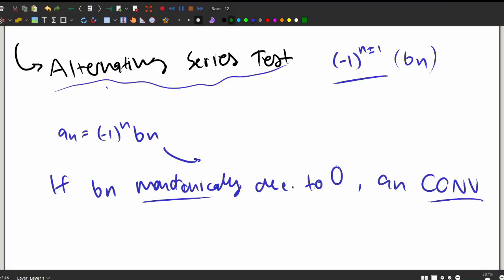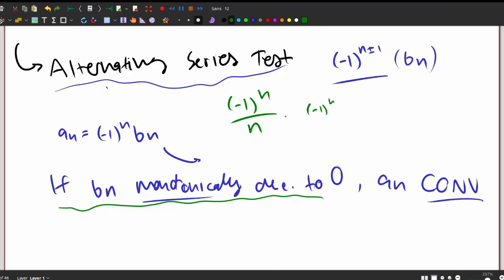Now, an important distinction here is that b of n does not have to converge itself. It simply has to meet this requirement. So an example of this would be (-1)^n over n. Now this is just (-1)^n times 1 over n. So this is our b of n.